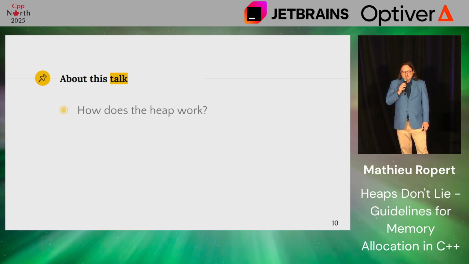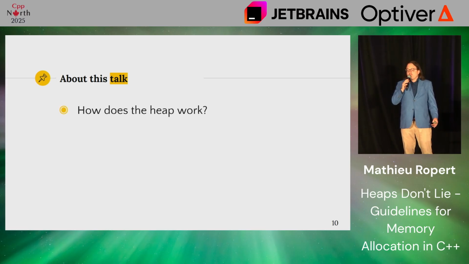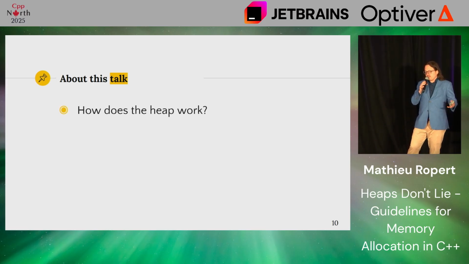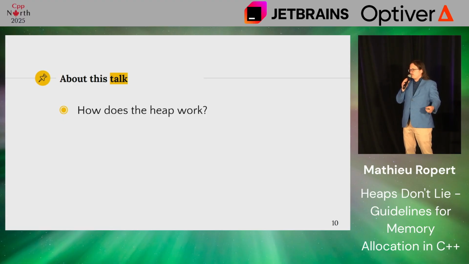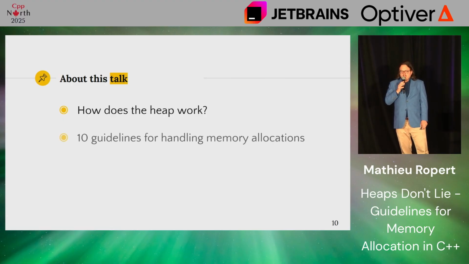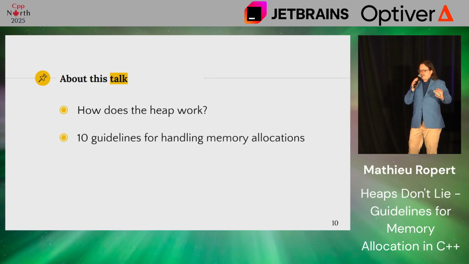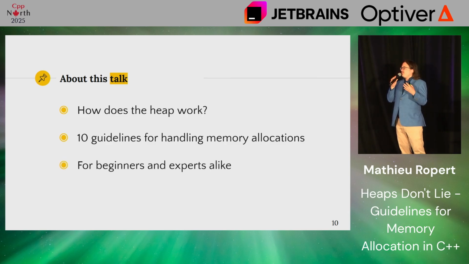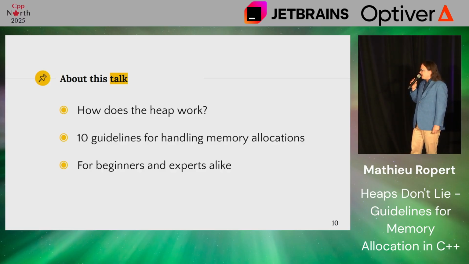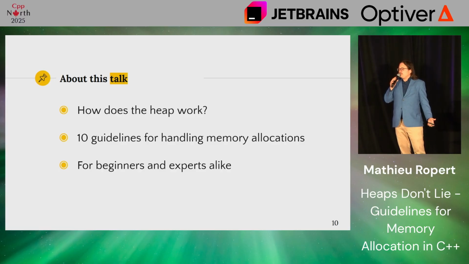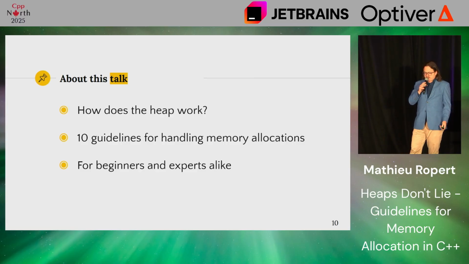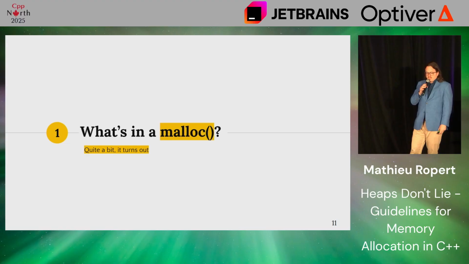So in this talk, we're going to talk about how the heap works, because if we're going to see whether they actually lie or don't lie, we need to know how they work. I'm going to try to give you 10 guidelines for memory allocation, and hopefully, whether you're a beginner or an expert, you'll find some of them interesting or didn't know about. So hopefully we can make some sort of a bell curve with the whole audience about how useful you felt those guidelines were.